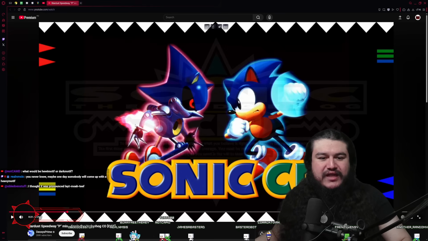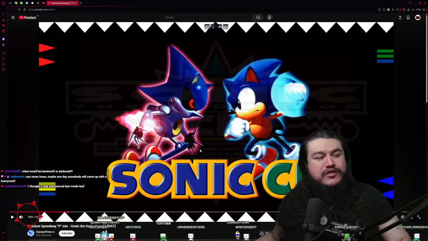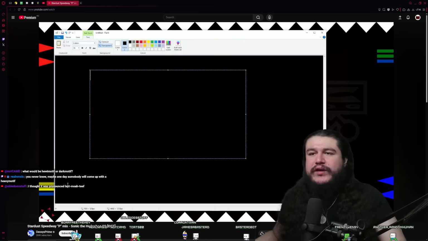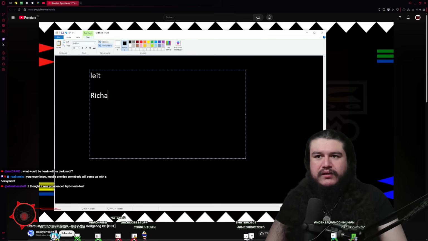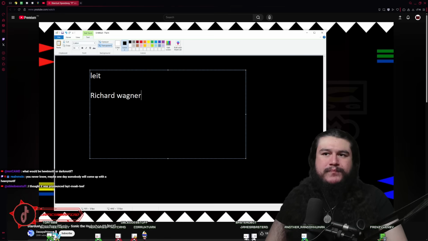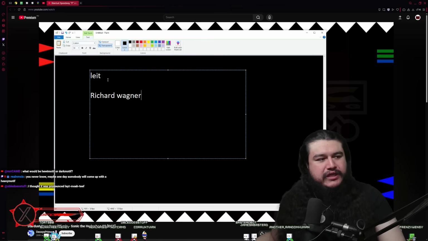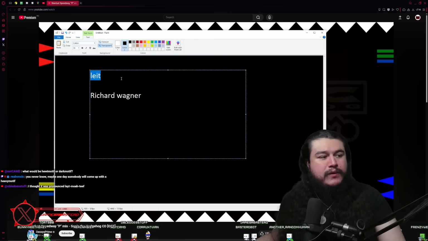Pronounced light motif. No, light motif. Because it's written this way, it's coined by Richard Wagner, who was German. So light in the German, like this is German light.